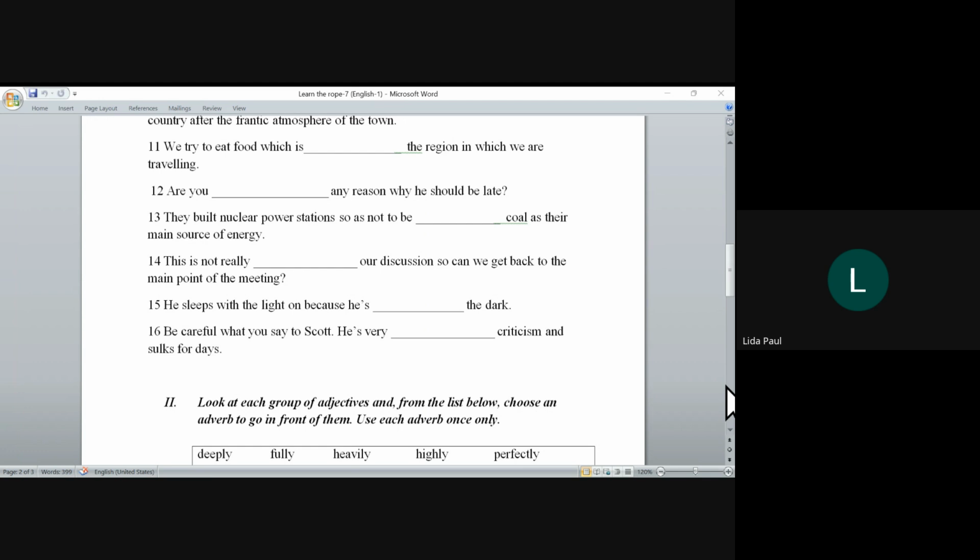The 15th one: he sleeps with the light on because he's dashed the dark. Afraid of? Yeah, this is very easy, right? Afraid of the dark. He's afraid of the dark. And the last one in there: be careful what you say to Scott. He's very dashed criticism and sulks for days.